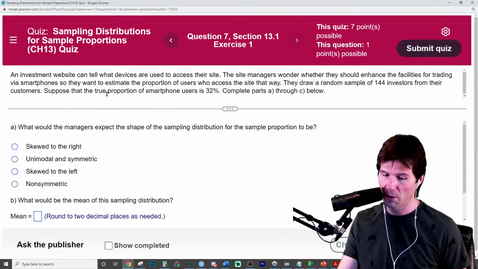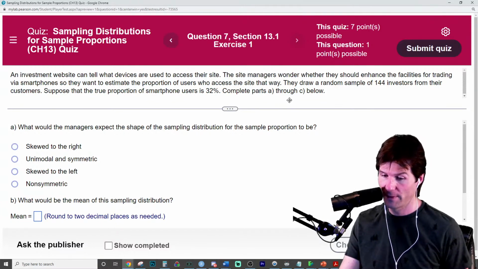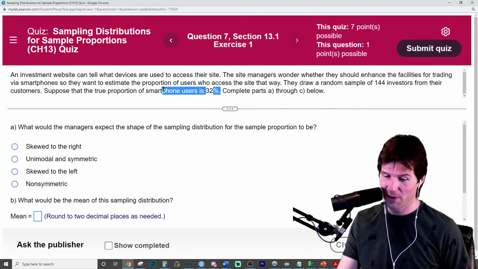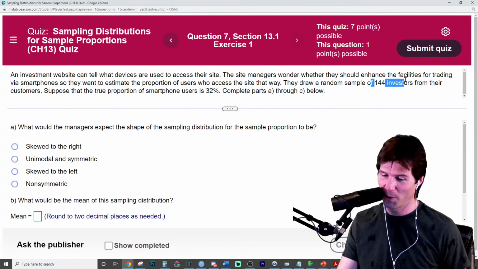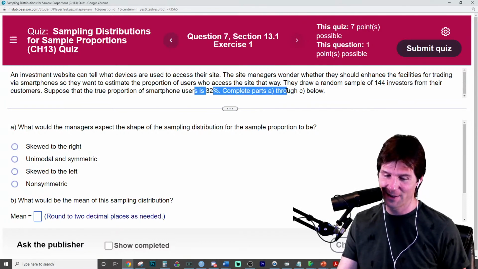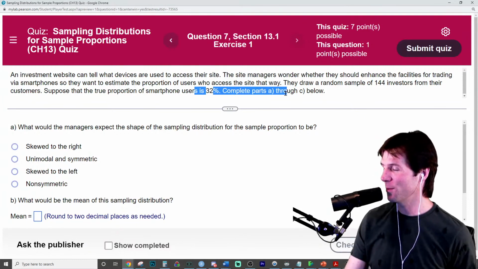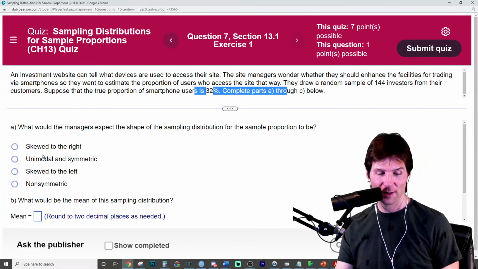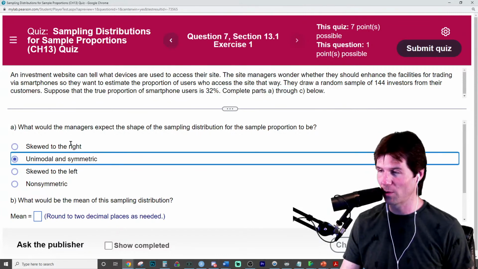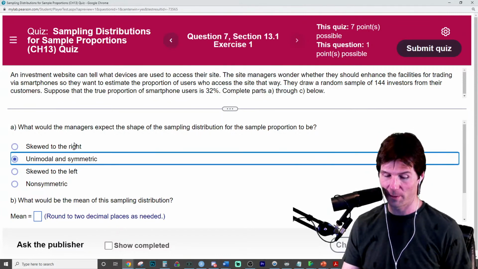So with the investment websites, what we're looking at right here is an investment website that tells what devices customers are using. The site managers would wonder if they should enhance facilities for trading via smartphones because 32% of people use a smartphone, and they're going to take a sample of 144. This is N right here. This is the truth. If we meet the conditions, which are random, 10%, and success failure, the distribution will be unimodal symmetric normal. So it's normal.